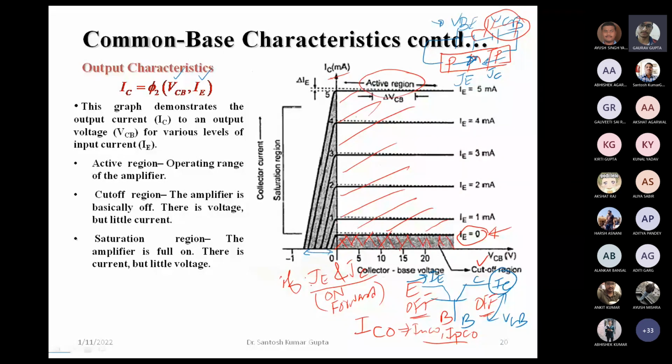But as VCB is increased further, we have a current as shown by this. As VCB is increased, a larger value of IC means more carriers will be collected by the collector. So the collector current should increase.